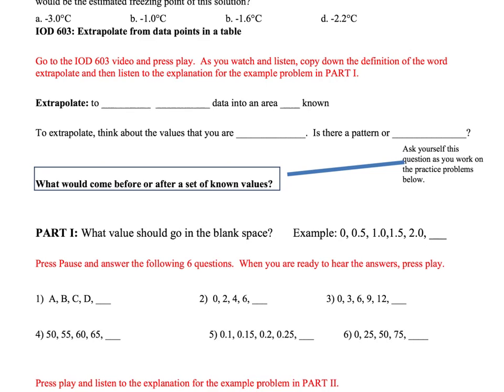This is going to be about IOD 603, which is extrapolate from data points in a table. This skill is very similar to the last one, IOD 603, interpolate. The difference here is instead of figuring out data between 2 points, we're going to be thinking about data past known information. So either with numbers that are smaller than what is given or numbers that are larger than what is given.